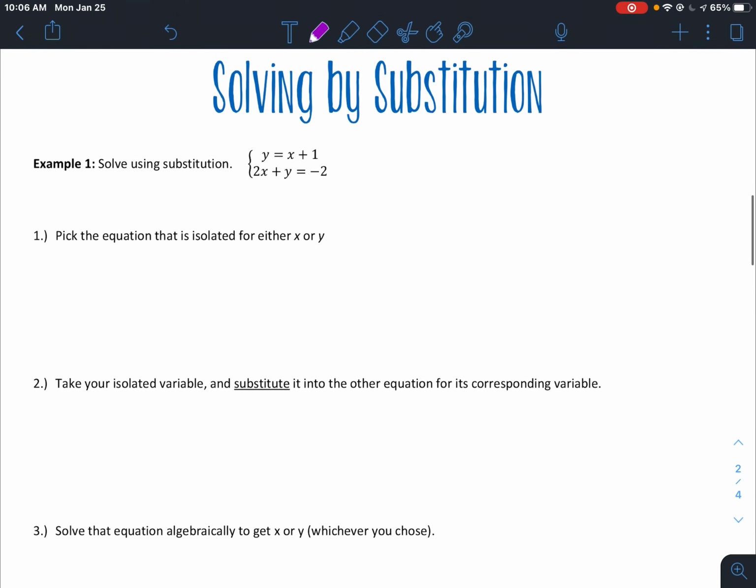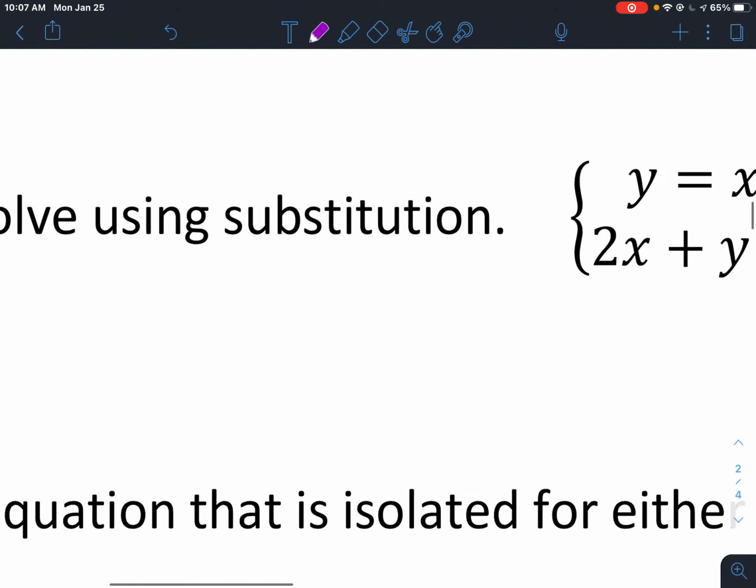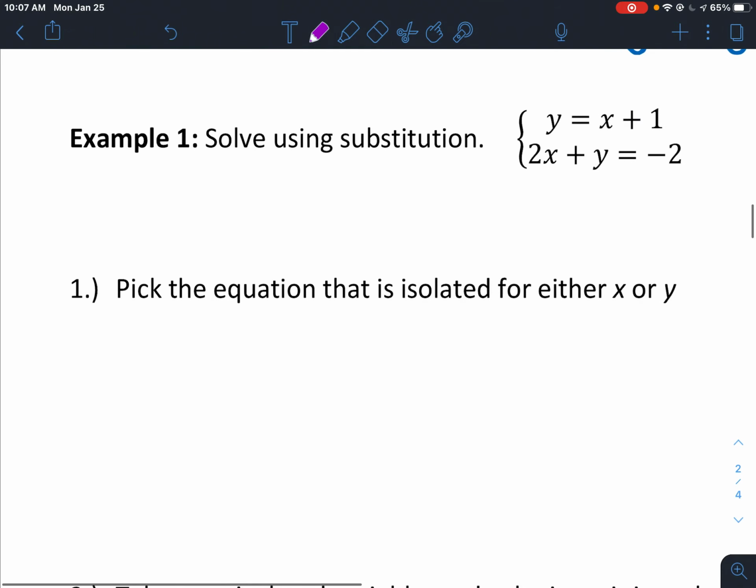Otherwise, let's solve the first example, going step by step through each and every step that you need to solve this. So we're solving by substitution. y equals x plus 1, and 2x plus y equals -2. Step number 1 is pick the equation that is isolated for either x or y. Isolated just means by itself. The first equation is already isolated for y. y equals x plus 1.